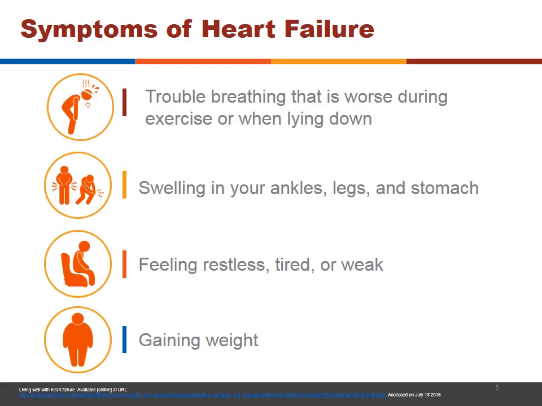So what are the symptoms of heart failure? This is very important. Trouble breathing that is worse during exercise or when lying down. There are terms you must have seen, called dyspnea, and nocturnal dyspnea, when you are lying down. These are the symptoms. Swelling in our ankles, legs, and stomach. We have also discussed ankles, legs, abdomen, and also lungs.